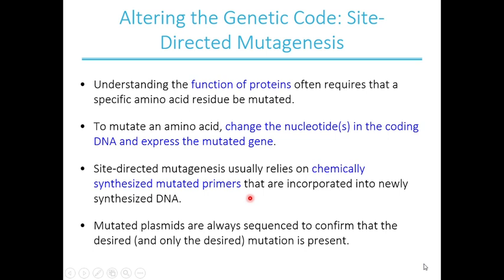Once you mutate a plasmid or a gene of your interest in a plasmid, you confirm the mutation by sequencing the plasmid. And this is important because sequencing your plasmid is the only way to confirm that a specific base or a group of bases are mutated.